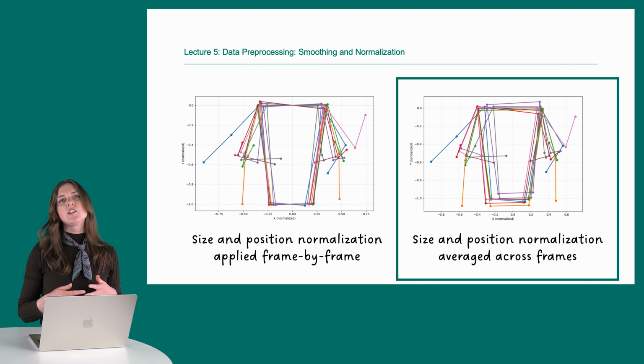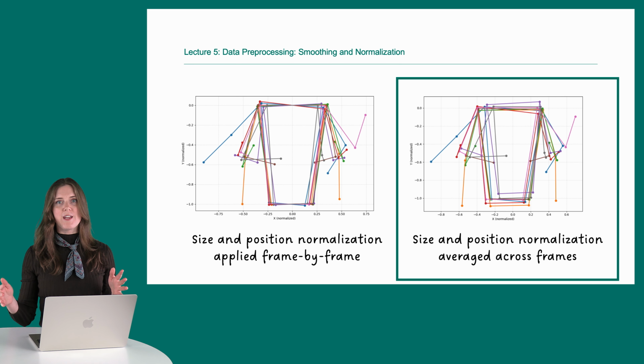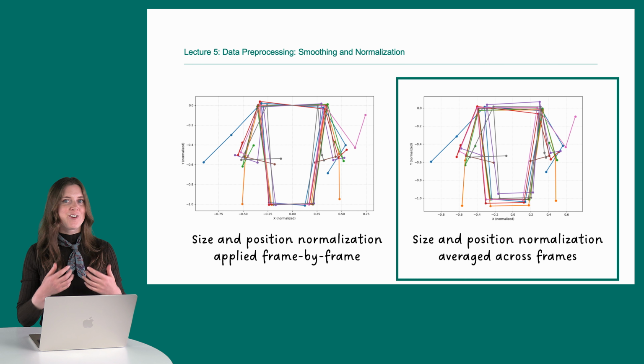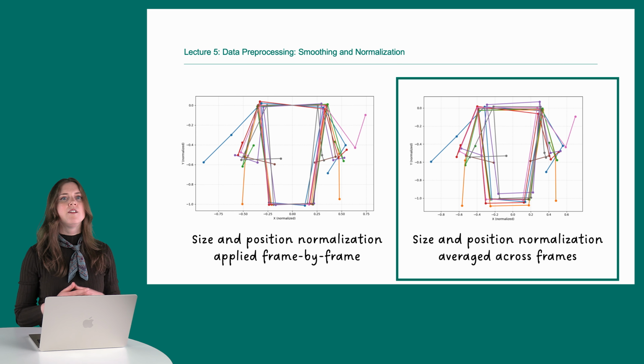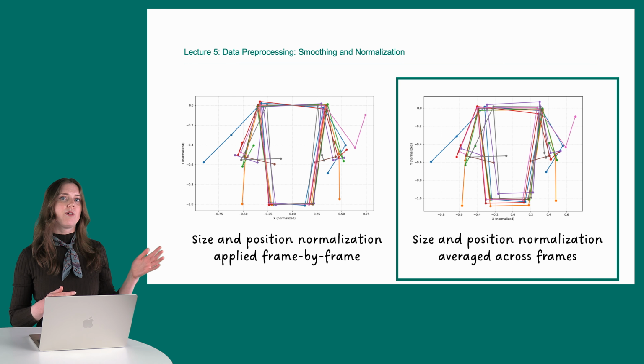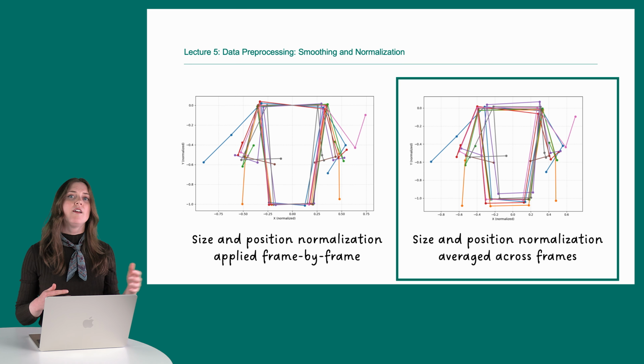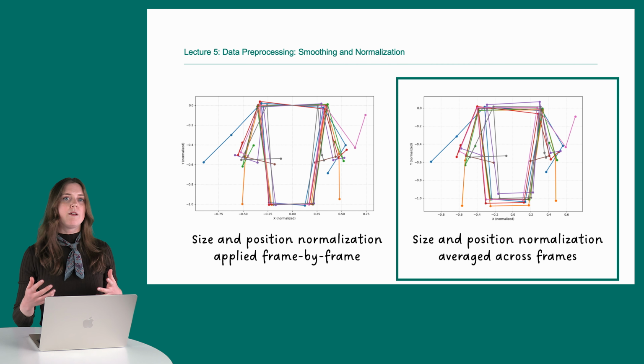In contrast, in this plot on the right, we calculated the average torso length of participants across all video frames and the average position of their neck, and we normalized based on these values. This means that, on average, the participants' torso lengths are 1 and their neck is at the origin, but there is some variability from frame to frame. If we look at the same time point in this plot, we see that the skeletons are a little bit messier.